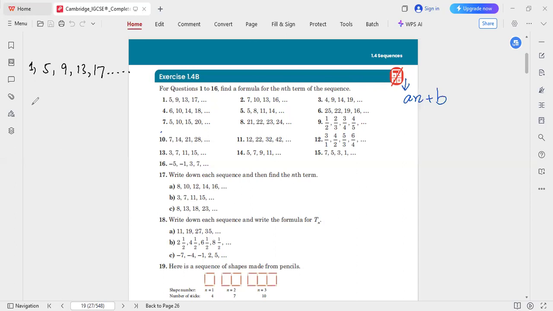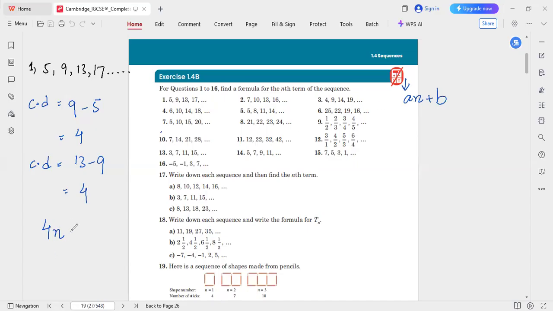So let's find the common difference first of all. You find the common difference by subtracting the first term from the second term. So you write the second term first and the first term after that. So 9 minus 5 will be 4. Finding one more common difference, 13 minus 9 is also 4. So it means your common difference is 4. This common difference you need to multiply by n.